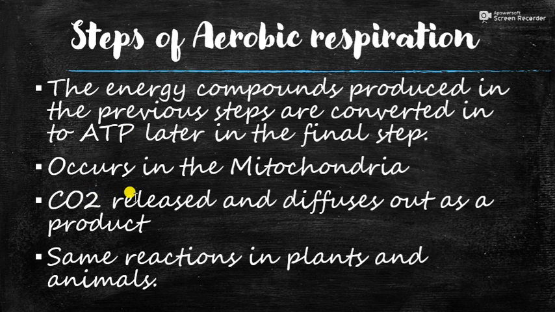So carbon dioxide will be released when the molecule of pyruvic acid is completely oxidized. This carbon dioxide will diffuse out of mitochondria and then out of the cell as a product of respiration. This kind of reaction is very similar in plants and animals.